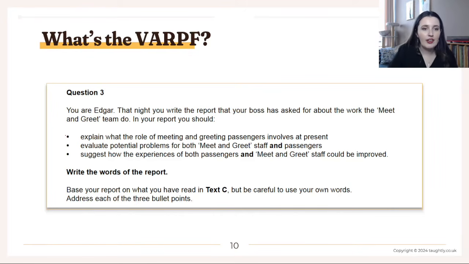So this is what I was talking about earlier. 1 paragraph for each of these bullet points and they should be equal.